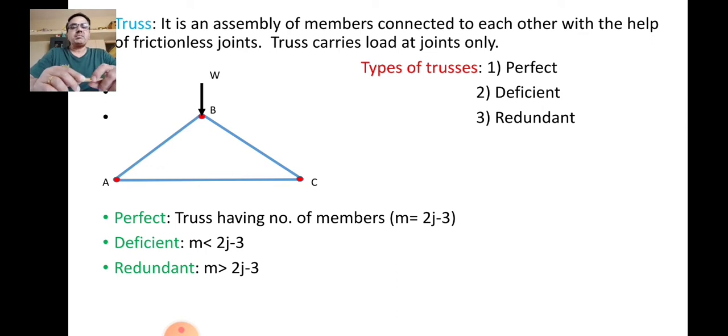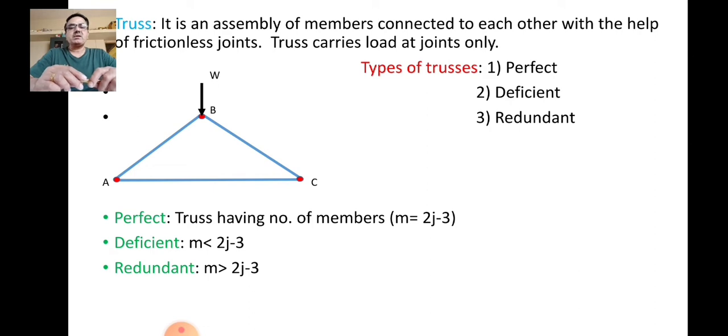So what is meant by a perfect truss? A perfect truss is one in which the number of members m equals 2j minus 3. In this equation, m stands for the number of members while j stands for the number of joints. So when the number of members is equal to 2j minus 3, then that truss can be called a perfect truss.